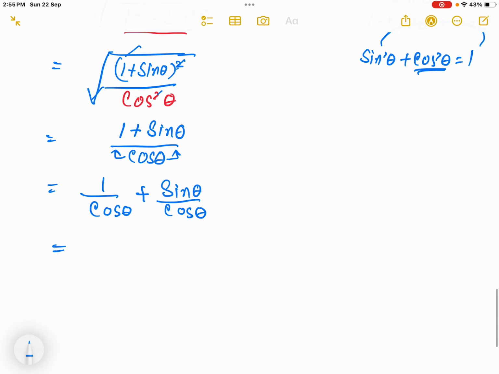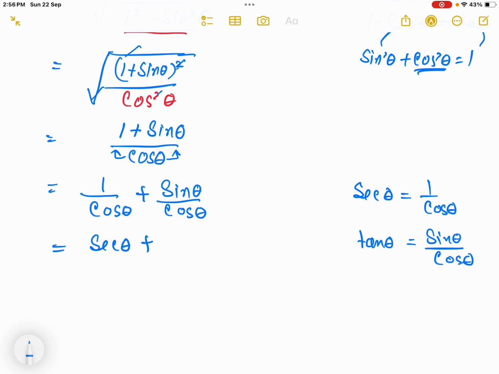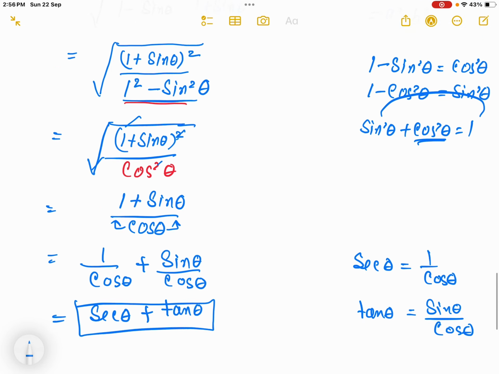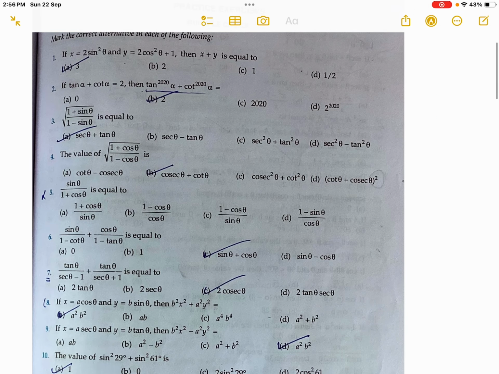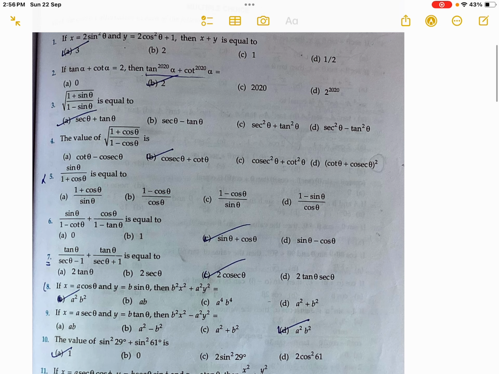We know that the reciprocal of cos theta is sec theta, because sec theta is the reciprocal of cos and cos theta is the reciprocal of sec. And we know that tan theta is equivalent to sine theta divided by cos theta. So in place of sine theta by cos theta, I will write tan theta. So the correct option for this expression is sec theta plus tan theta. The first option is correct.